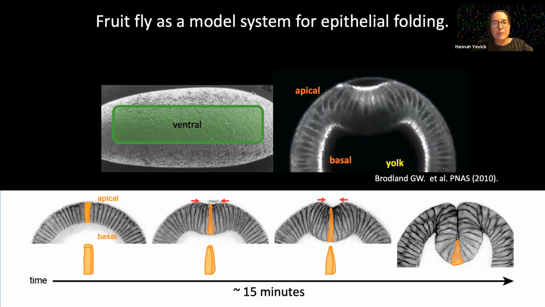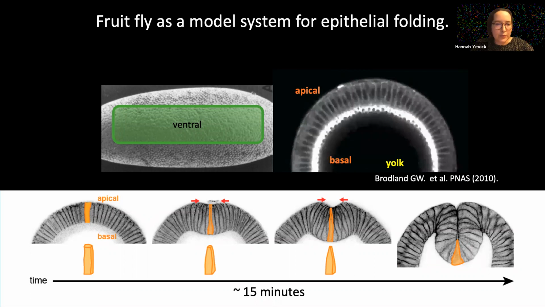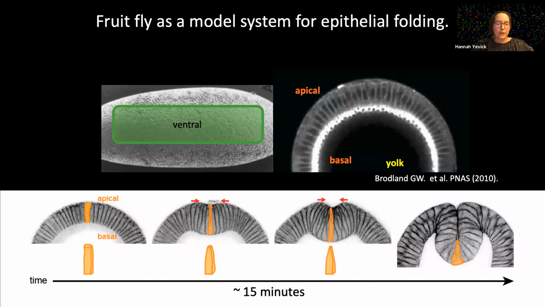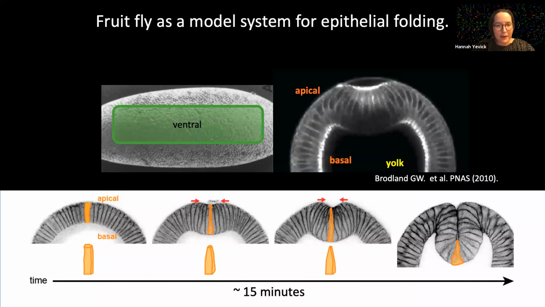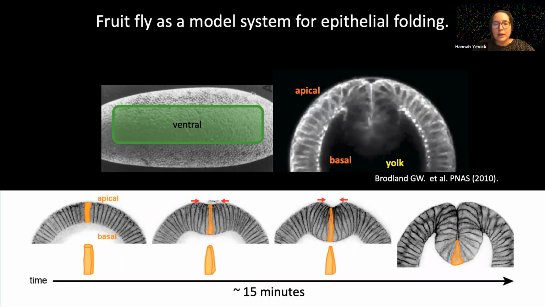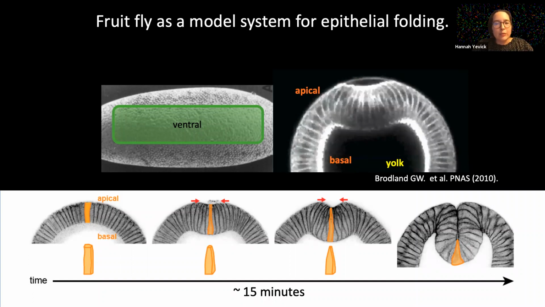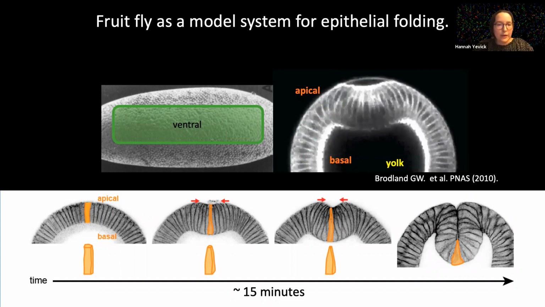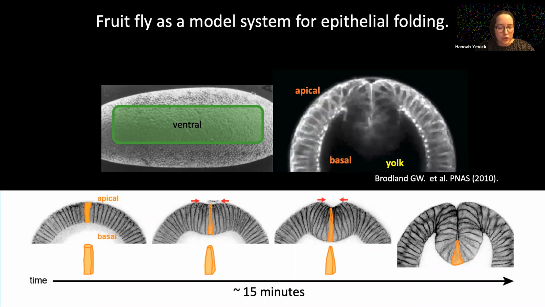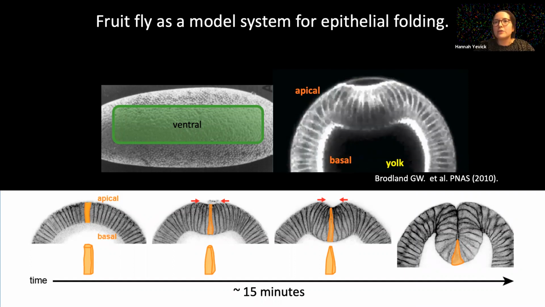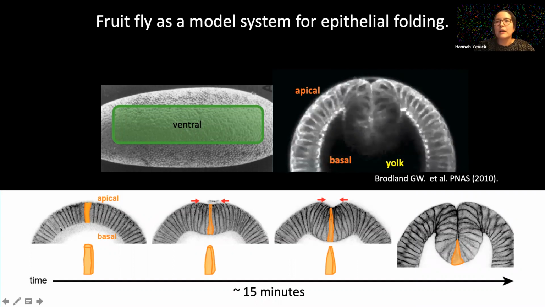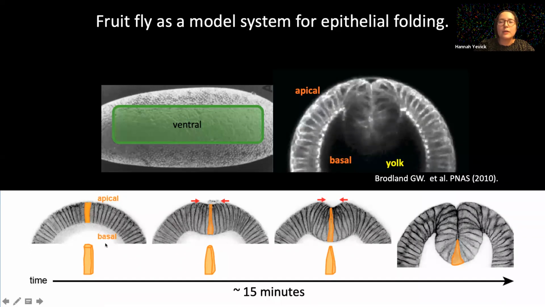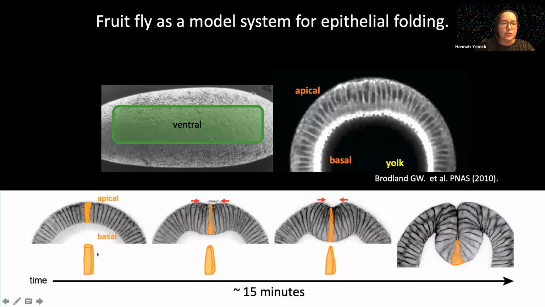purely by cell shape change and the resulting tissue-wide forces. So you can really isolate how this sort of pure folding event occurs without other complicating factors, like simultaneous movement of neighboring tissues or cell divisions and so on. And so what occurs is the early fruit fly embryo consists of a single epithelial sheet surrounding a central yolk, as you can kind of see in these cross sections here. And these cells are polarized, which means that they have an apical side facing outwards and a basal side facing towards the central yolk here.